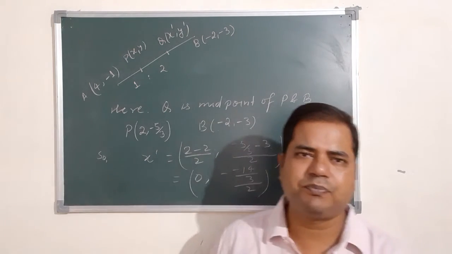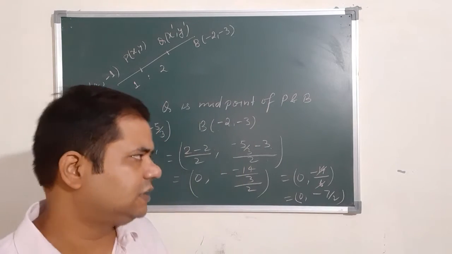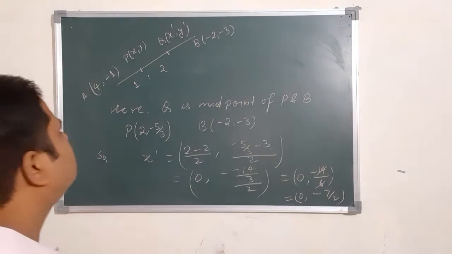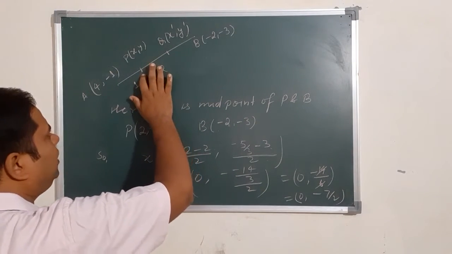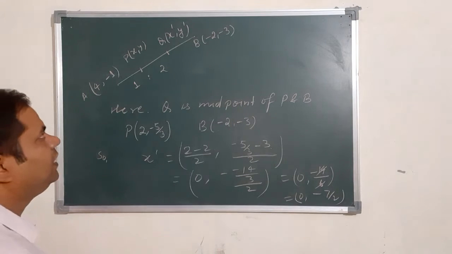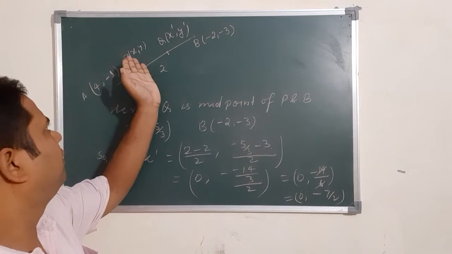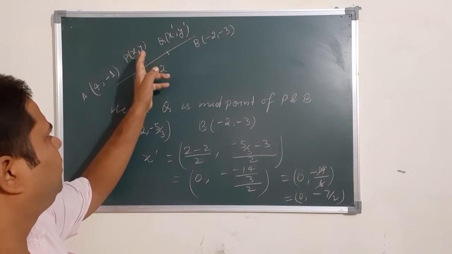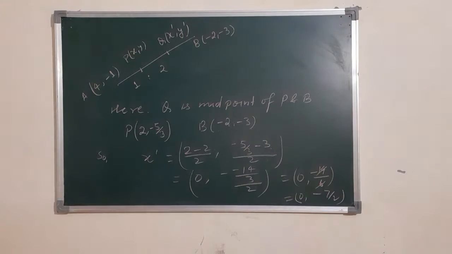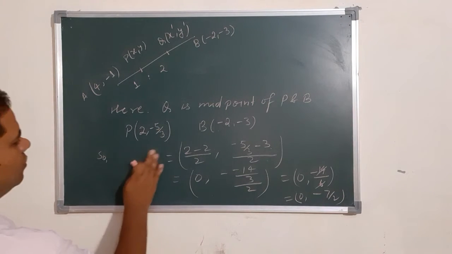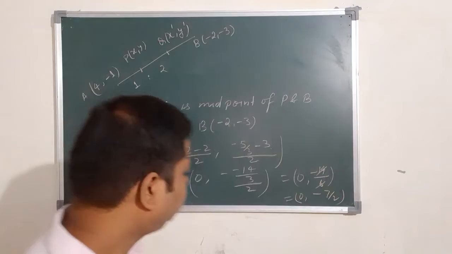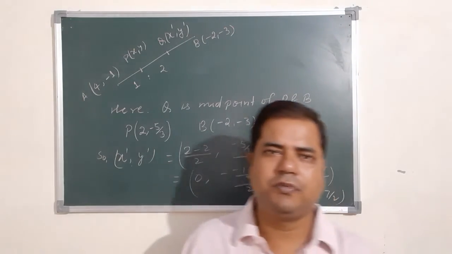So what is the concept we use to find the point of trisection? This is a very simple concept. A and B are two end points. Then if you consider trisection, then P is supposed to be here. Then this is 1:2, and we find the coordinate of point P. When we get point P, then Q is nothing but the coordinate of point x dash y dash. Okay. So in this manner we have to complete question number 2.